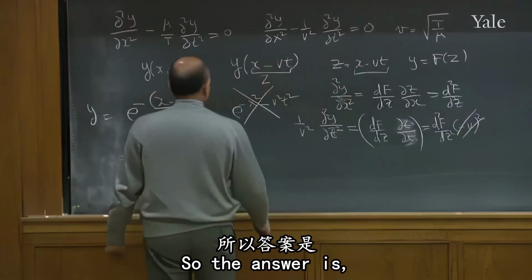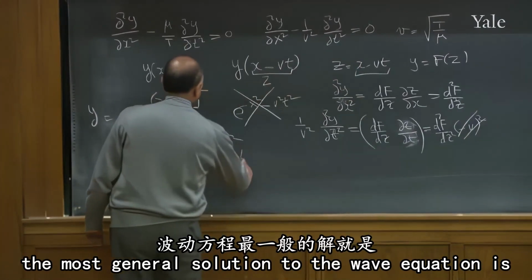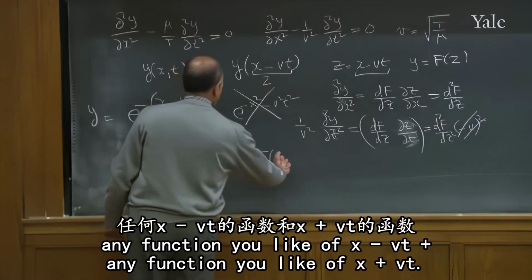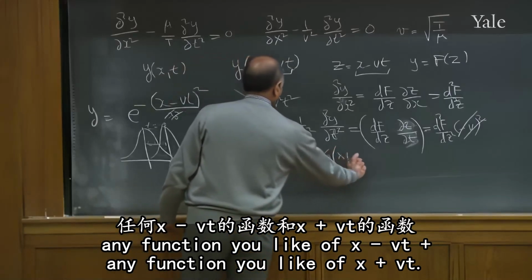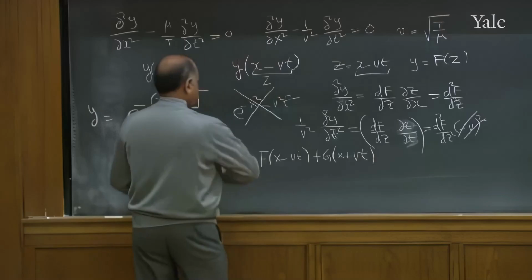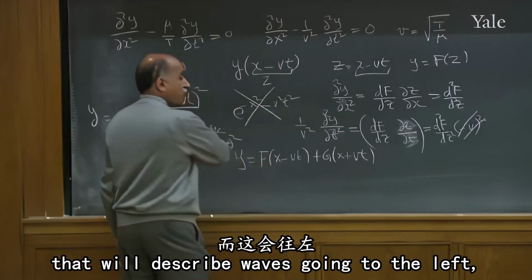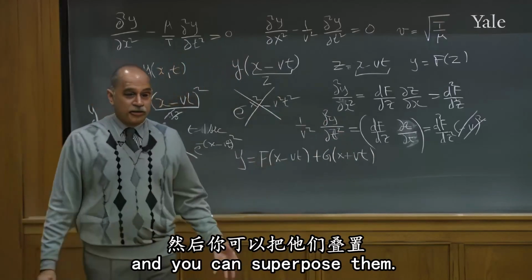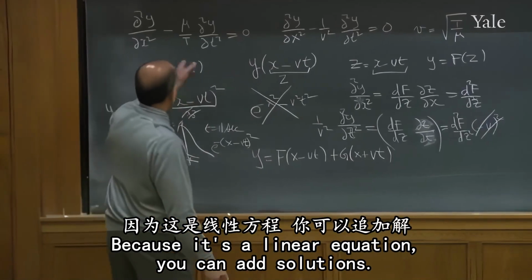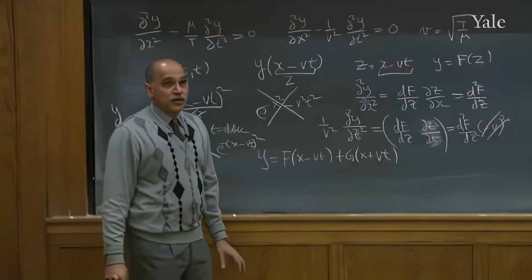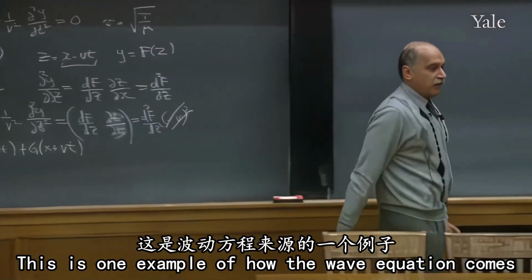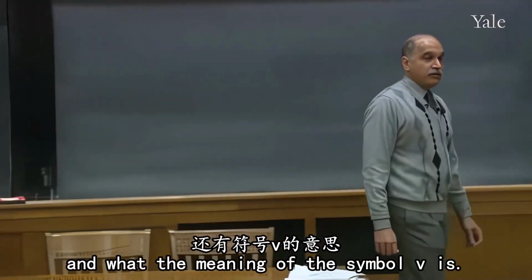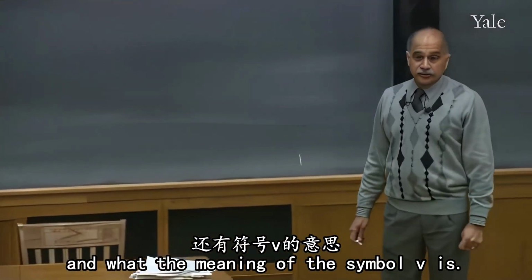So the answer is that the most general solution to the wave equation is any function you like of x minus vt plus any function you like of x plus vt. This will describe waves going to the right. That will describe waves going to the left. And you can superpose them because it's a linear equation. You can add solutions. This is what I want you to know about the wave equation. Okay, this is one example of how the wave equation comes and what the meaning of the symbol v is.